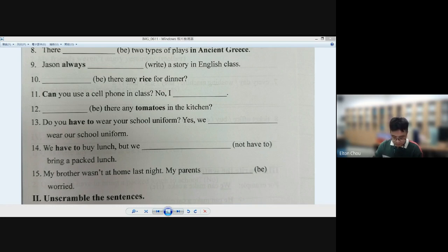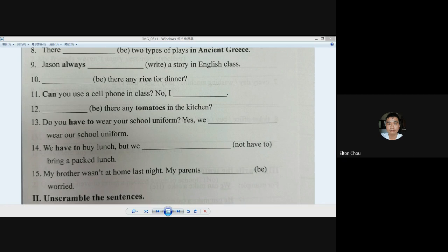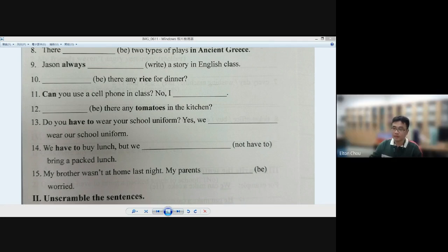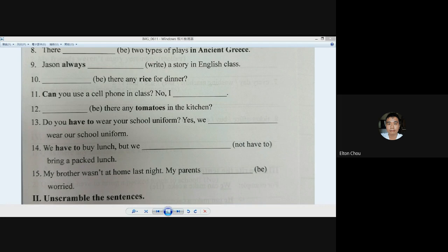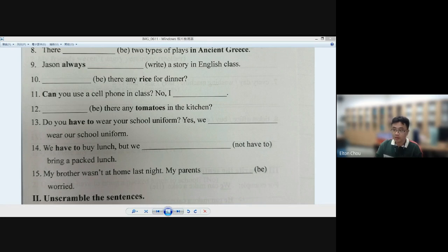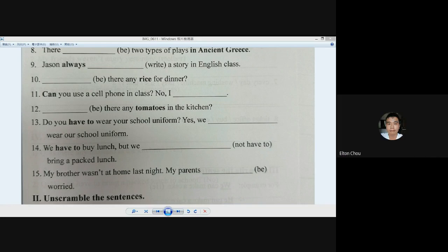Do you have to? How about he, she, and the name? Has to verb. Doesn't have to verb. Does he have to? Thank you, bye.